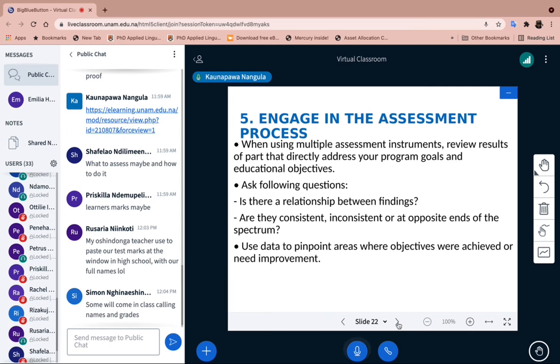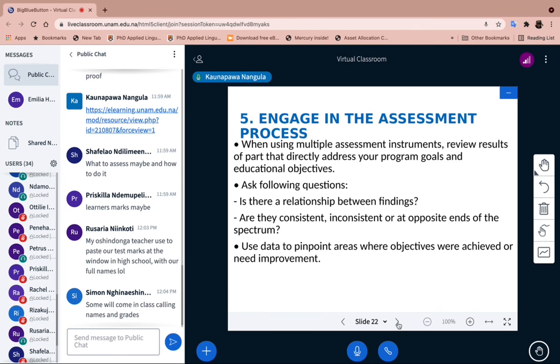And then, are there any that are consistent, inconsistent, or at opposite ends of the spectrum? For example, if you have given multiple assessments, right? Let's say you gave them a pen and paper test, you gave them an experiment, and then you gave them a research, and whatever other assessment that you give them. Within their performance, is there consistency in terms of how they perform in the pen and paper, how they perform in the experiment, how they perform in the presentation?